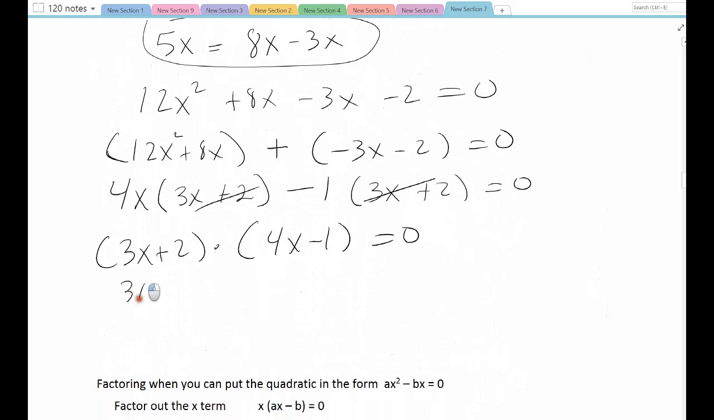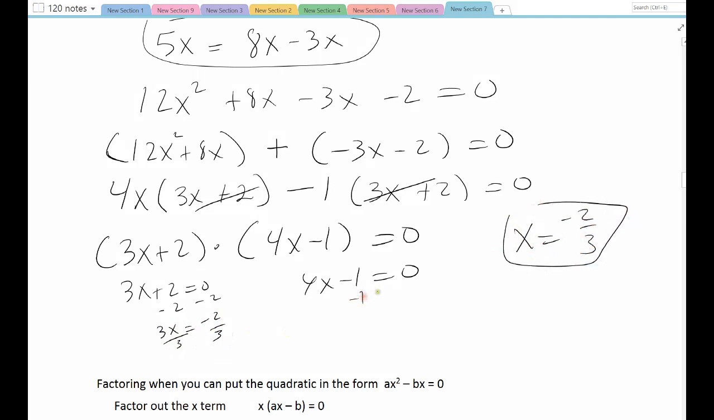And now I set each of those to 0. So 3x plus 2 equals 0, 4x minus 1 equals 0, and solve. And so one answer is negative 2/3, and the second answer is positive 1/4. Alright, so it factors into 3x plus 2 times 4x minus 1, set each of those to 0, and I solve. So one of my answers is negative 2/3, and one of my answers is positive 1/4. So again, that's where they would cross the axes.